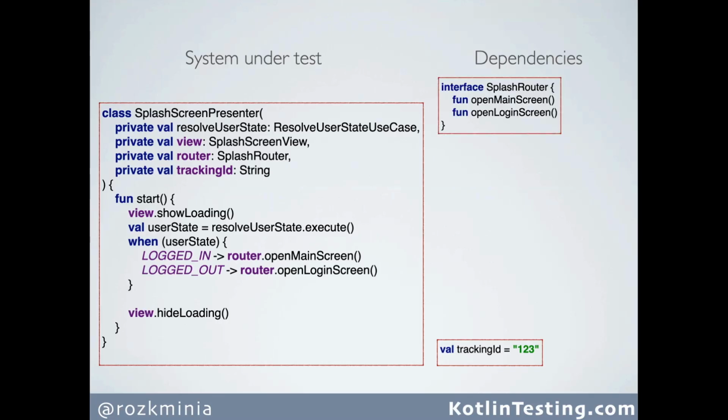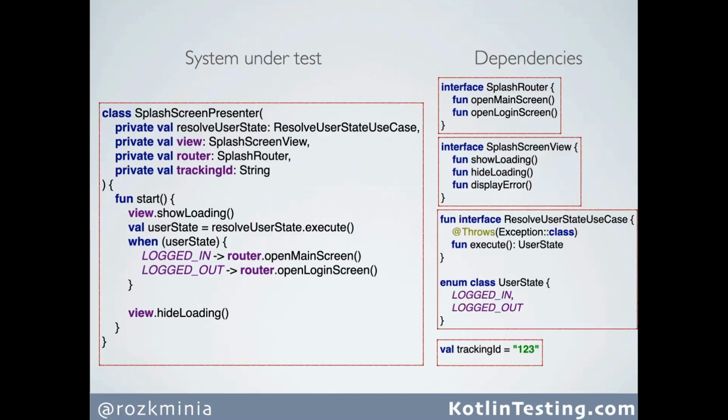And splash screen dependencies are hidden behind an interface. We have a router, which is responsible for opening given screens. We have an interface for the view, such as activity, fragment or custom view, where we would display an error or trigger a loading indicator. We also have a use case which will tell us if the user is actually logged in or logged out of our app. And last, we have some property for analytics. This could be, for example, a string representing some advertising campaign from Google Play or other stores, stuff like that.